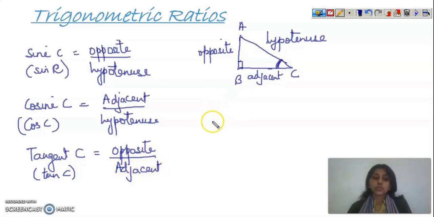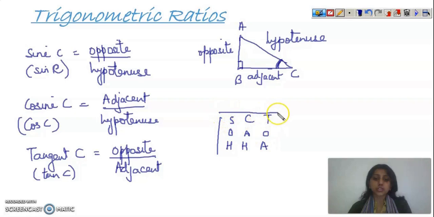In the UK curriculum, there is a short form to learn these ratios, that is SOH CAH TOA. What does it mean? S is for sine. Sine means opposite upon hypotenuse, cosine means adjacent upon hypotenuse, and TOA is opposite upon adjacent. So this is one acronym which you can learn to remember these ratios: sine, cosine and tangent.